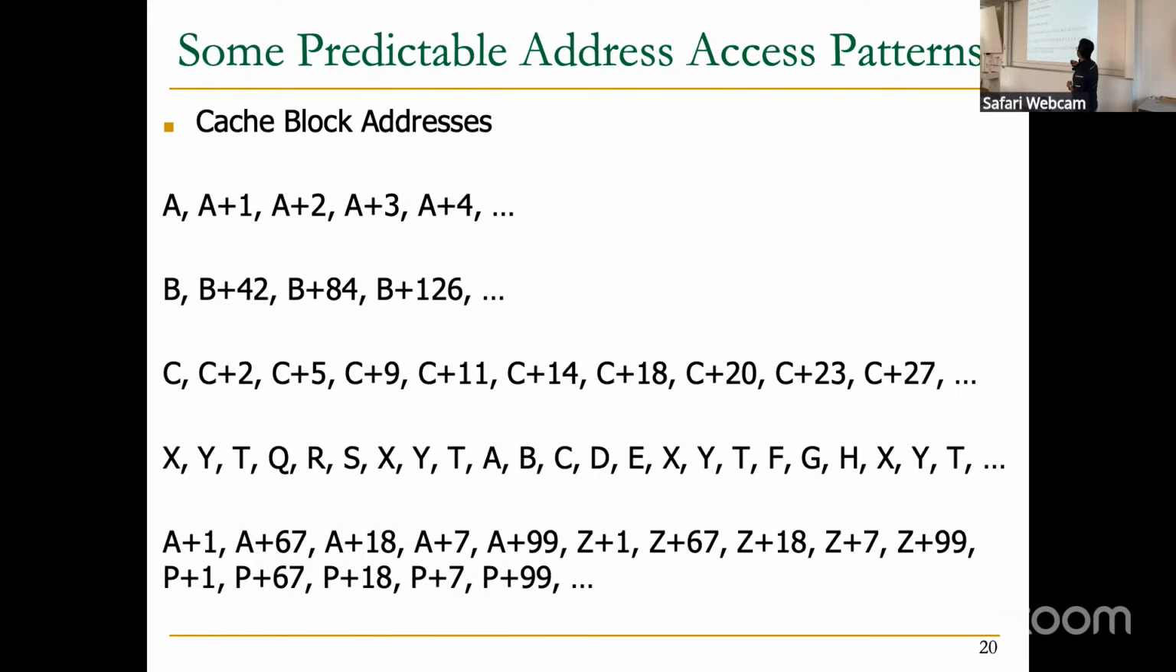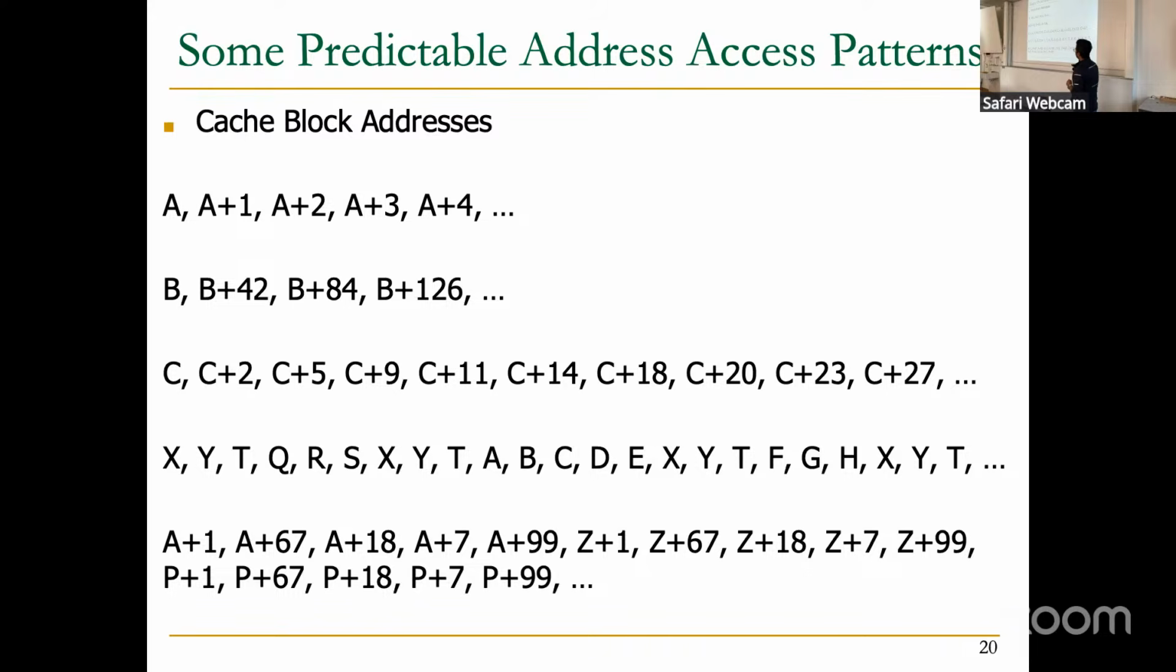So here are some examples of predictable address patterns. You can see, in the first example, all of these are cache block addresses, and there is a stride of 1. So it's basically streaming through the entire memory space. Here it's a bit more complicated. It's not exactly streaming, but it still has some sort of predictable stride, right? It has a stride of 42.